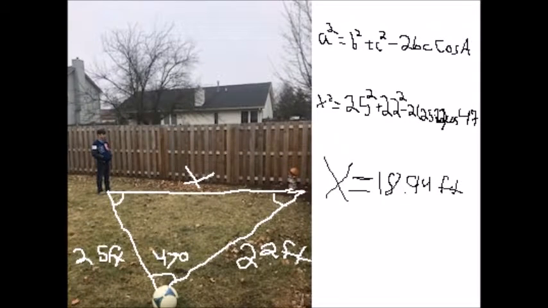Using the law of cosines, you simply do 25 squared plus 22 squared minus 2 times 25 times 22 times cosine of 47. Once you get this number, you take the square root of it. The distance ends up being 18.94 feet.